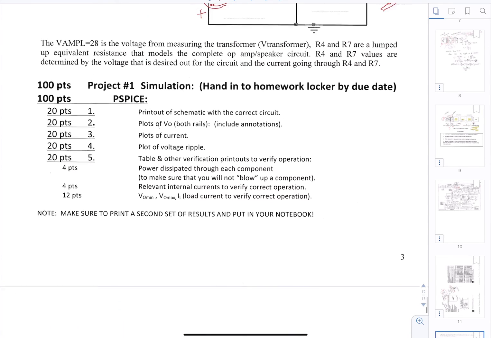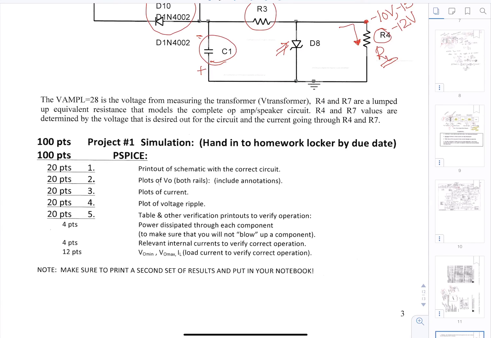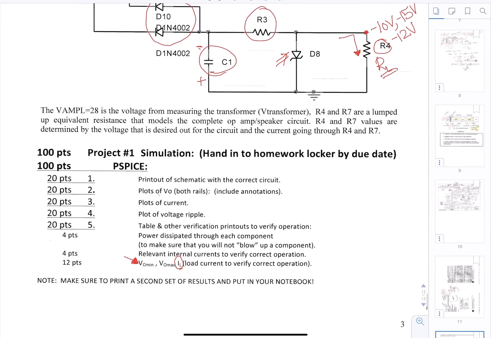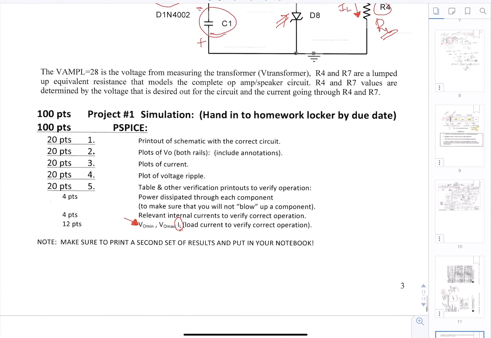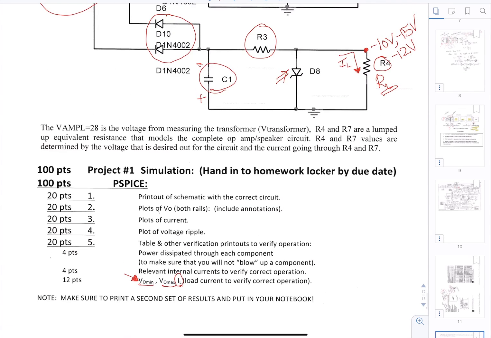And then in the project folder, you can see the rubrics of what else you need to print out and calculate. Remember, I went through this IL, which is just the load current. This is IL. And then you're going to get a maximum value and then a minimum value. So if you design it to be around 10 volts, you might get 10.01 for V out max, and then for V out min, you might get 9.99. So you have to zoom in on the graph to be able to see what that small ripple is. That's also what you're going to plot here.